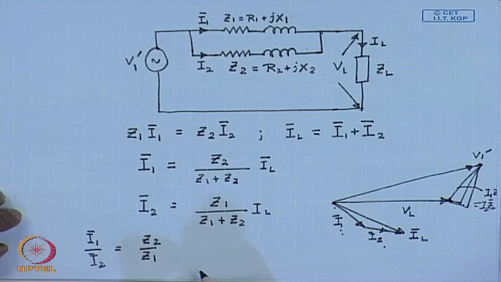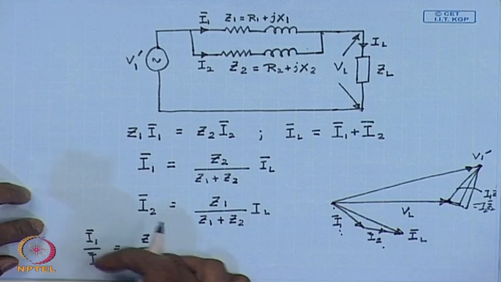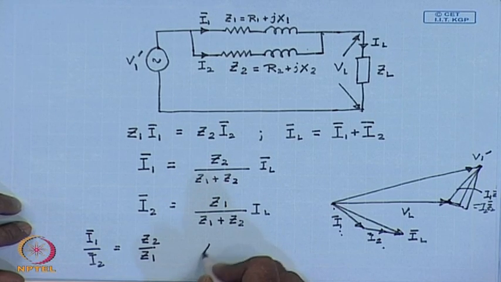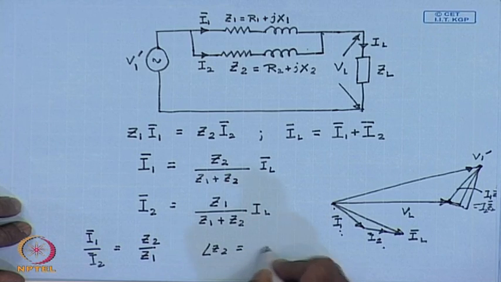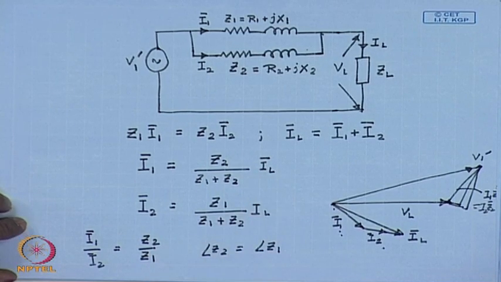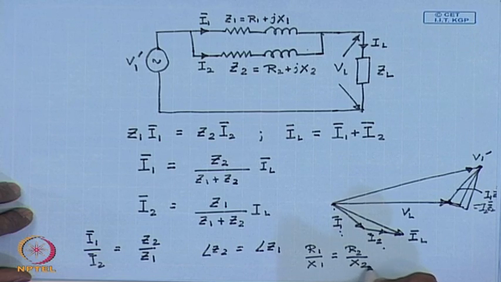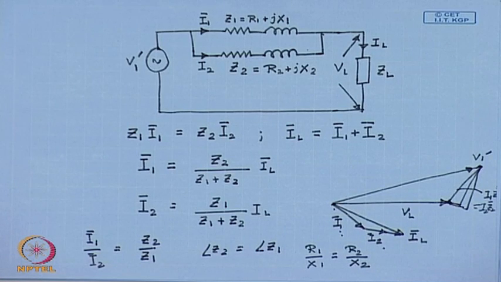Therefore, if I1 and I2 have to be in phase, then the ratio of I1 by I2 will be a scalar, and that will happen only if angle of Z2 is equal to angle of Z1. That is, the ratio of R1 by X1 is equal to R2 by X2. So, this is a desirable condition, although not essential. This will ensure that for a given transformer current rating, the maximum load current can be supplied.